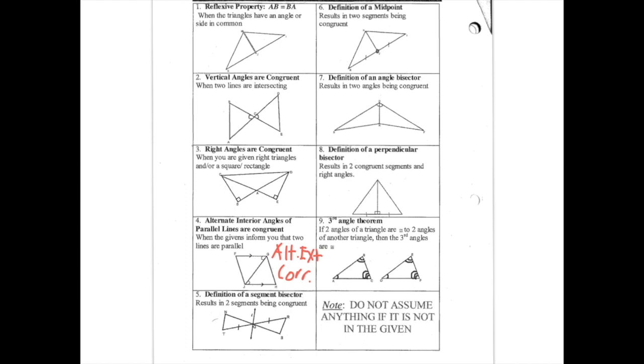Next, definition of a segment bisector. So if in the givens they say that, like in this case, line T is a bisector of line segment TR, then that means TG is congruent to GR. And so you would say TG is congruent to GR, and the reason would be definition of a segment bisector.